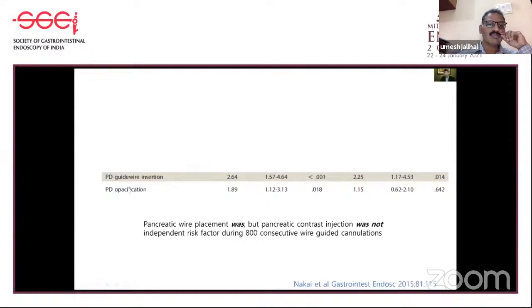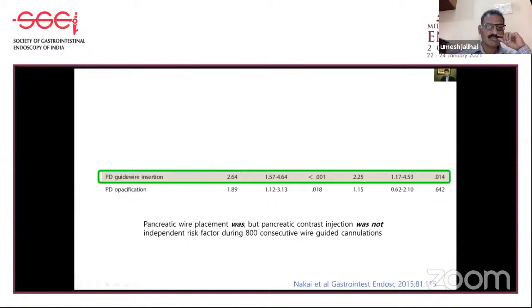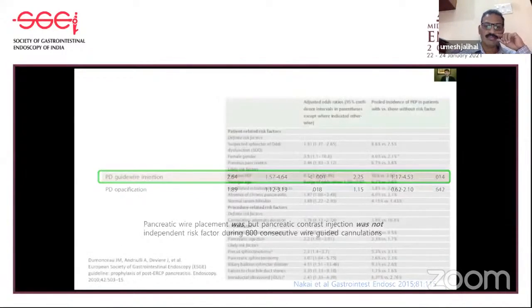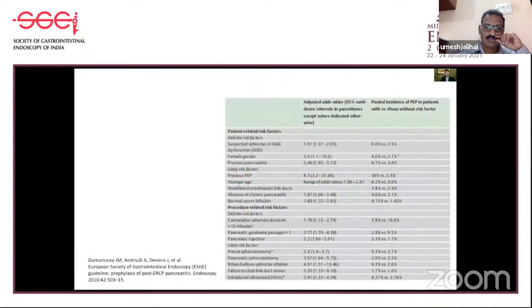We would not be opacifying the pancreatic duct because we are worried about potential acinarization and pancreatitis. But as opposed to that, if you have a guide wire insertion, the risk is significantly higher. So please be careful, for those who are solely relying on guide wire passage. Just a guide wire passed once is not sufficient. And these are all the various risk factors.